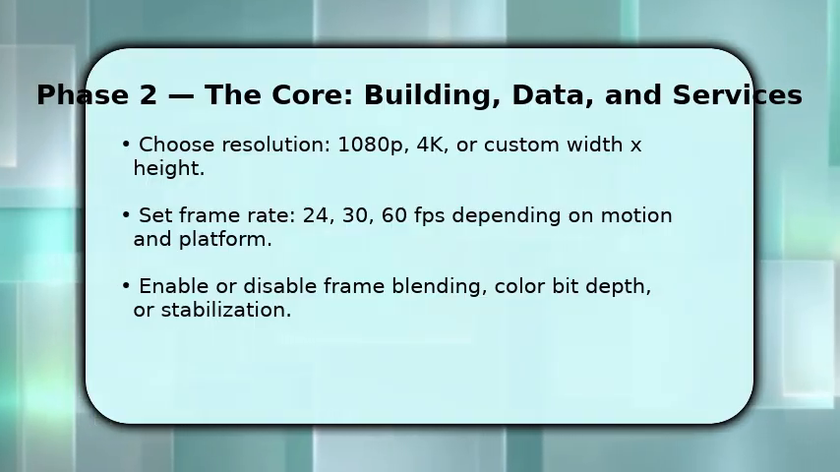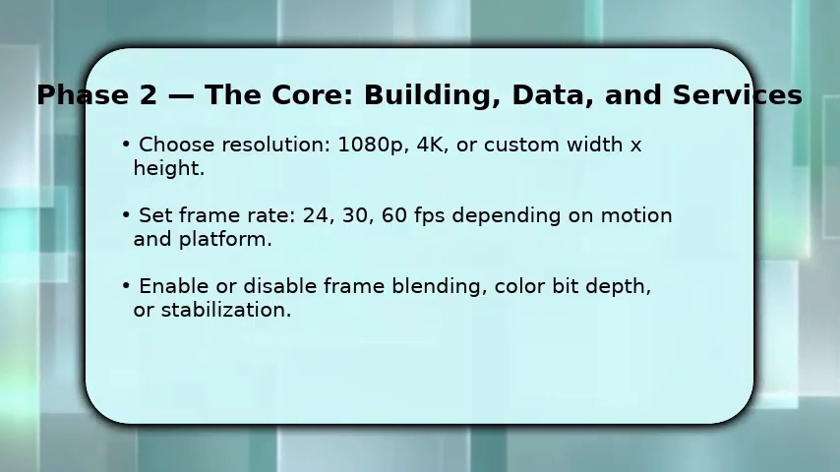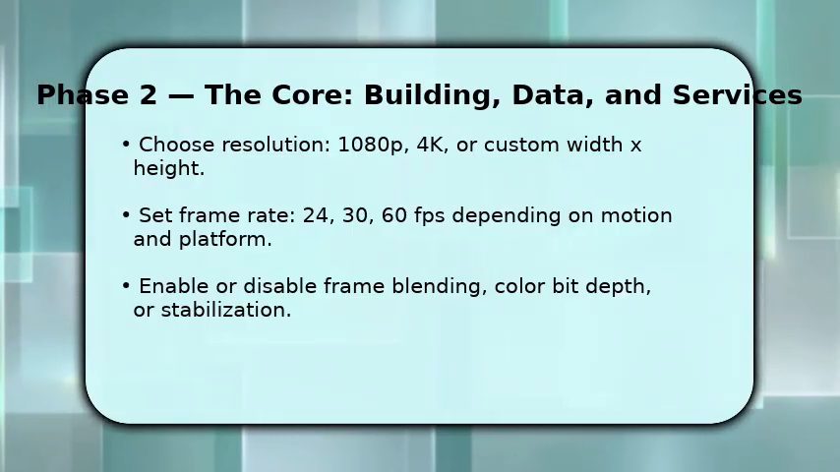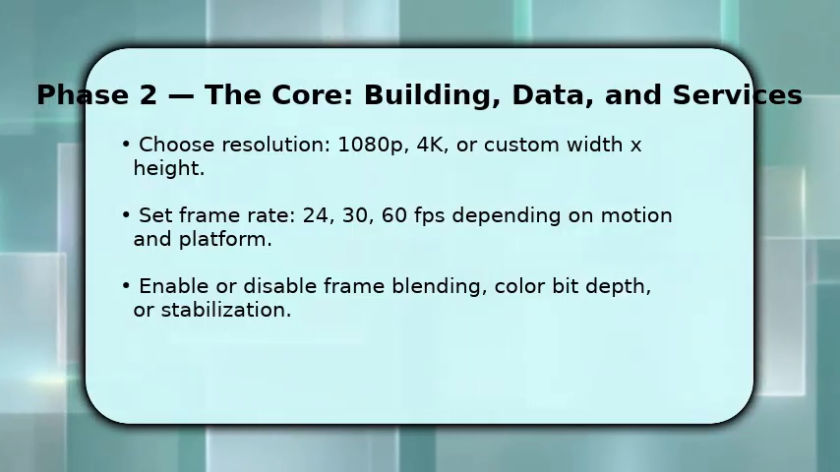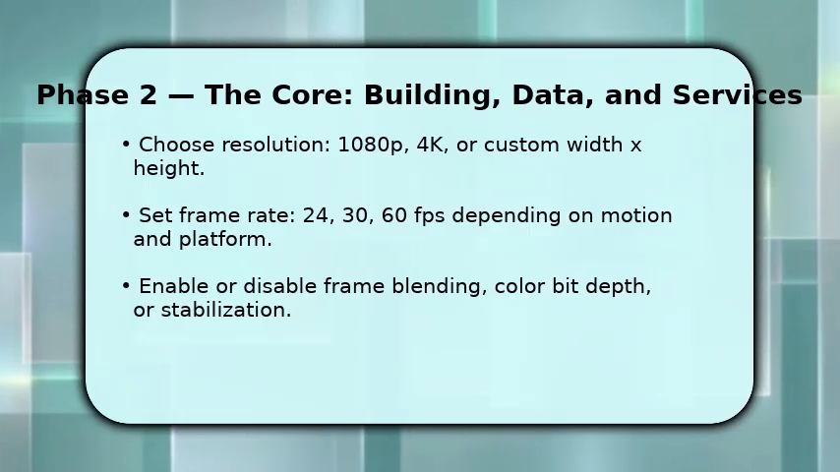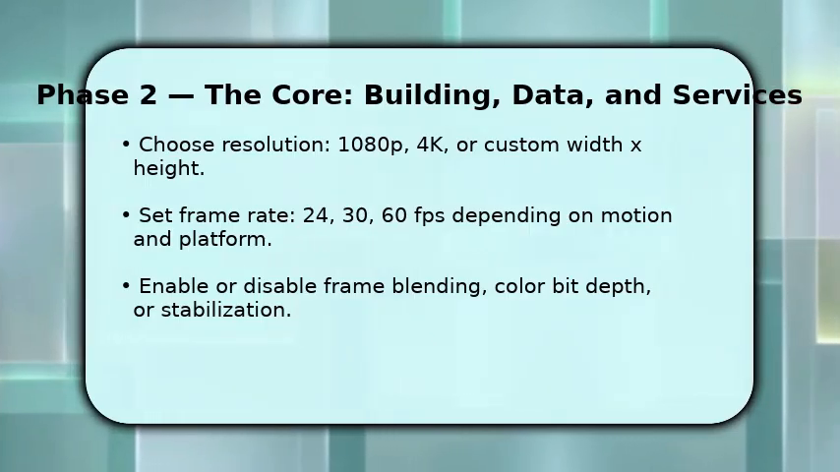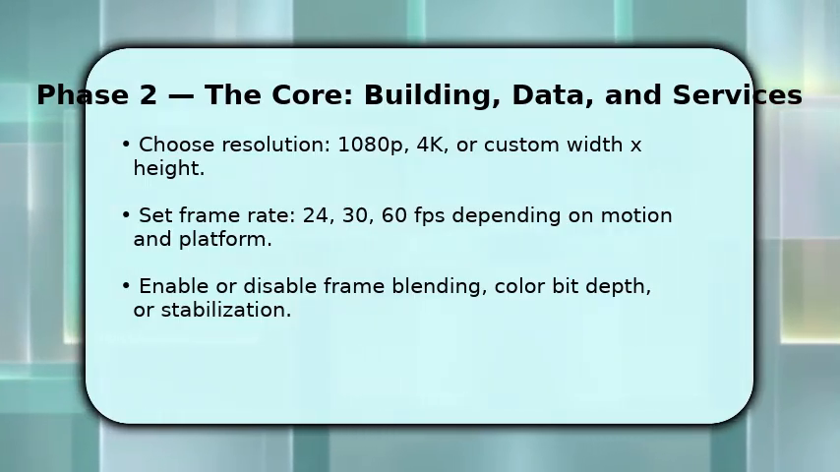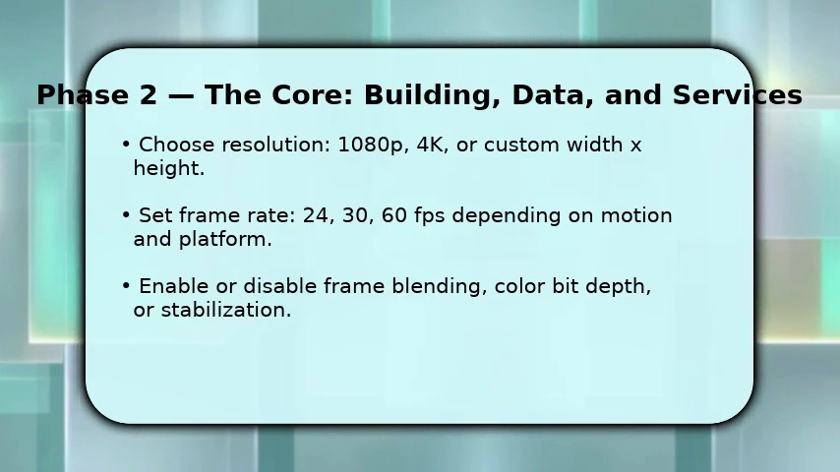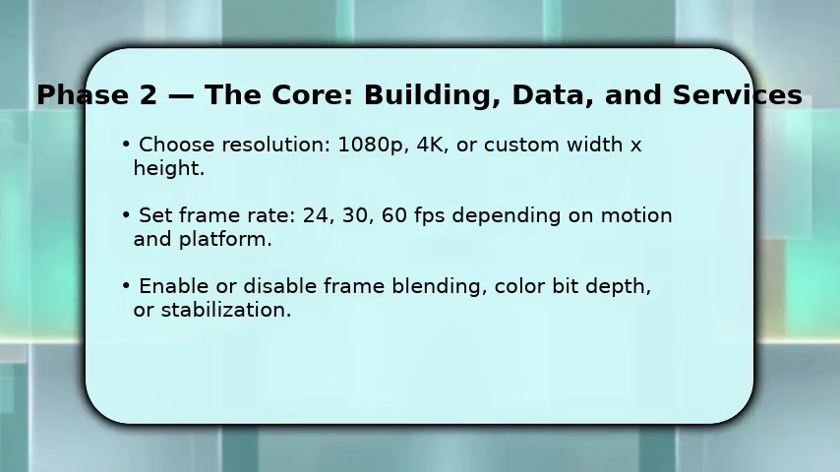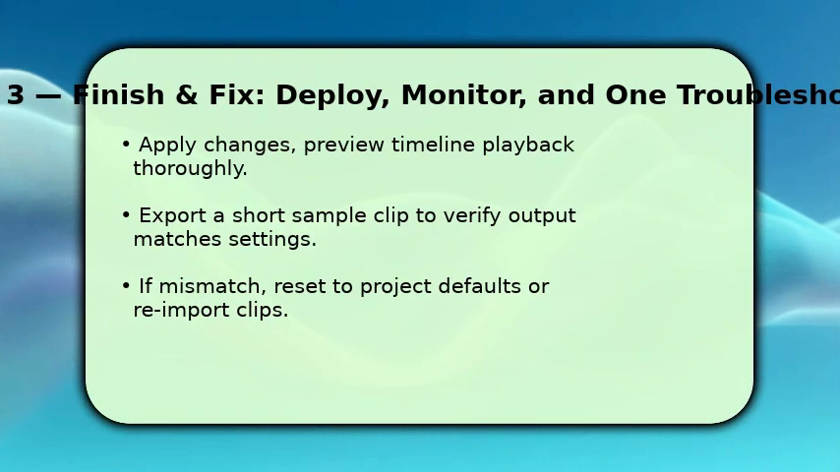Once the resolution is set, check frame blending or motion interpolation options, because enabling them can create smoother slow motion, but also artifacts. You then confirm color depth or stabilization defaults. To finish, apply the sequence changes and preview the timeline from start to finish so you catch framing or motion issues early.